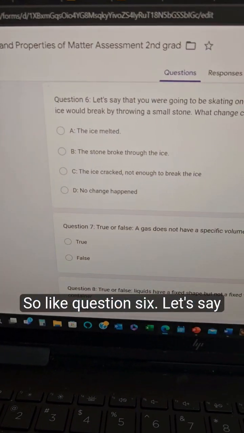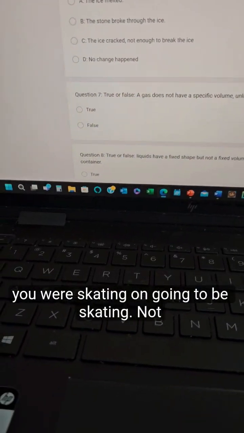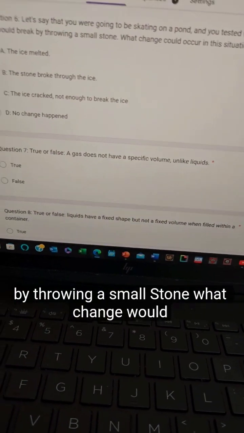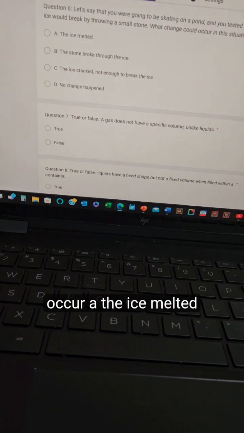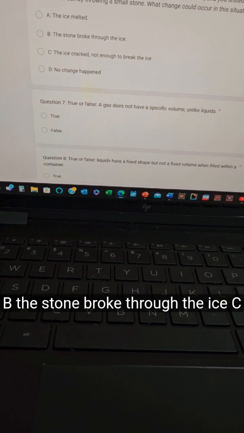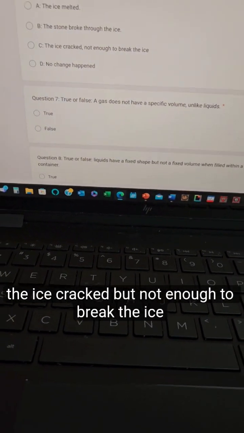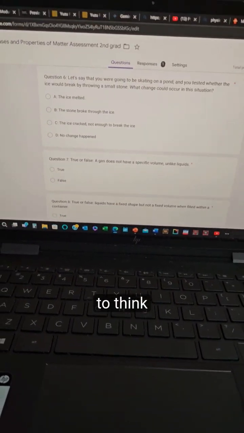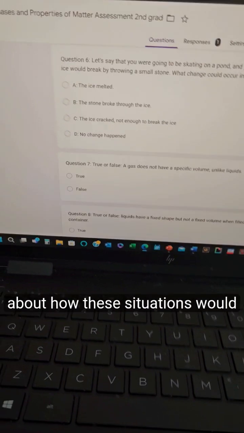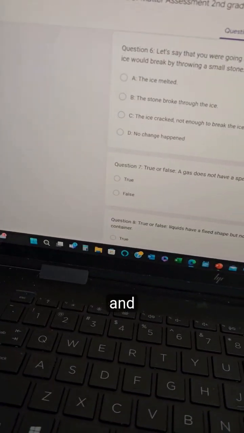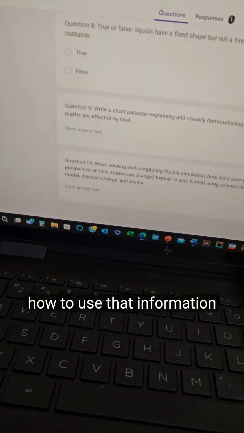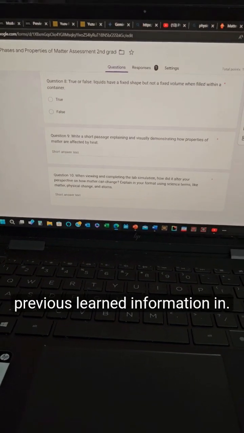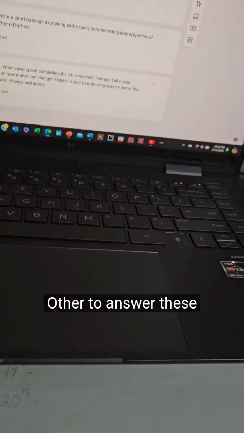And then, as you go further on, the questions are probably going to be harder and harder. So like question 6, let's say you were going to be skating on a pond, and you tested whether the ice would break by throwing a small stone. What change would occur? A, the ice melted, B, the stone broke through the ice, C, the ice cracked but not enough to break the ice, or D, no change happened. It is your job to think about how these situations would react and how to use your previously learned information to answer these questions.